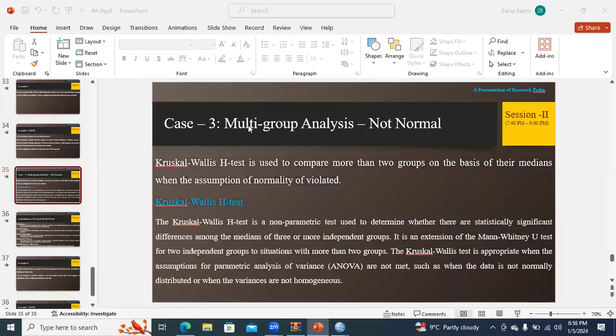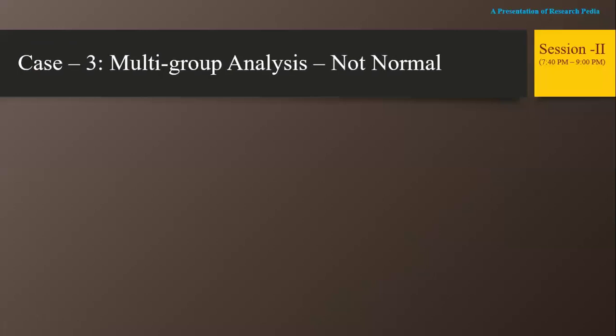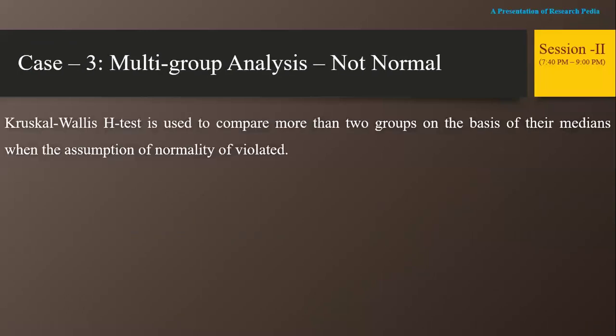Well, the last part is multi-group analysis when the data is not normal. So whenever your data is not normal, how can you deal with that type of data and how would you analyze that type of data? So first you need to understand the case. Kruskal-Wallis H test is used to compare more than two groups on the basis of their medians when the assumption of normality is violated.